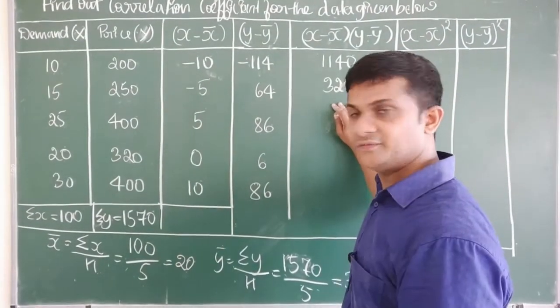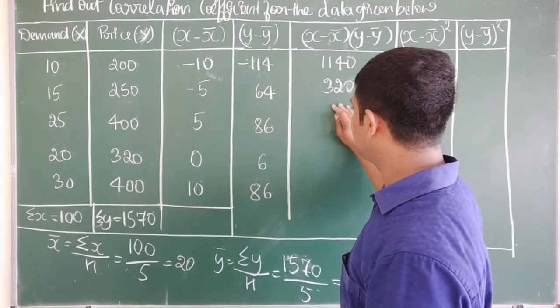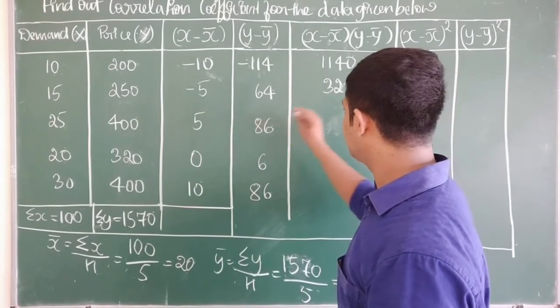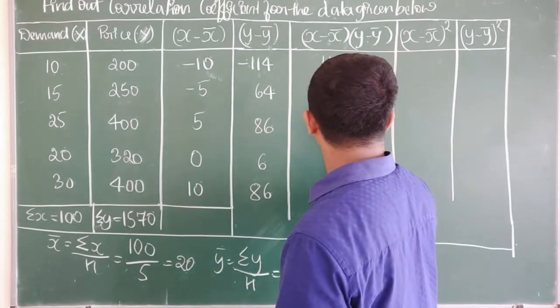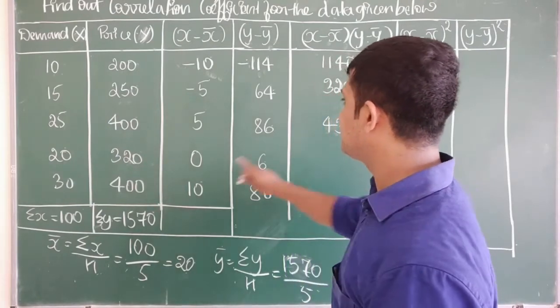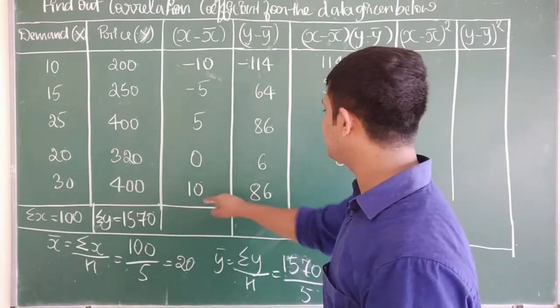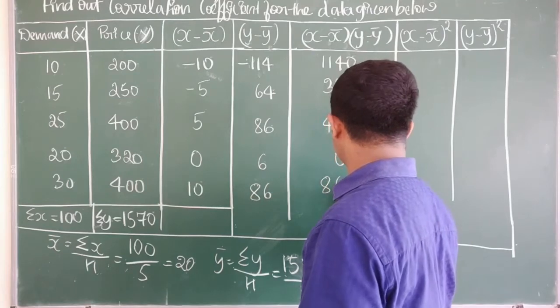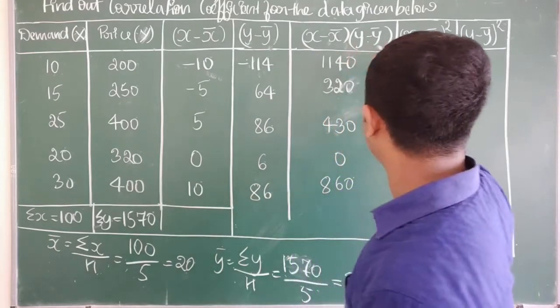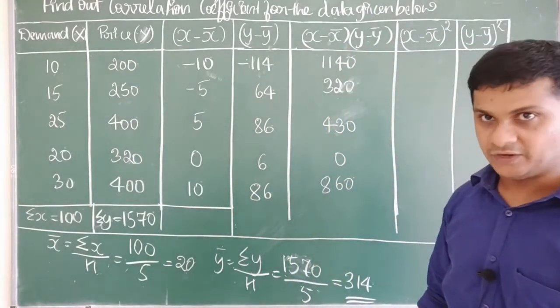86 into 5, which will be 430. Next, 0 into 6, which is 0, and 86 into 10, which is 860. Okay, so this is our x minus x bar, y minus y bar values.